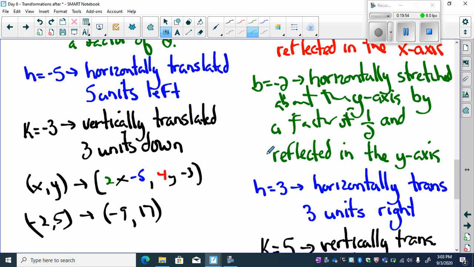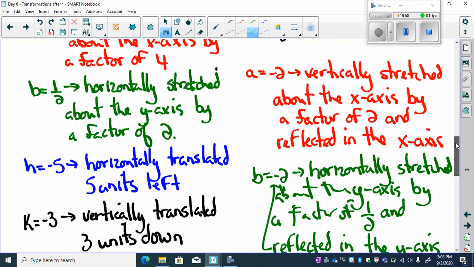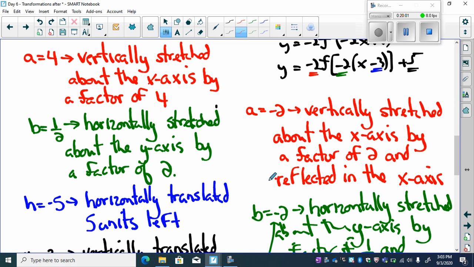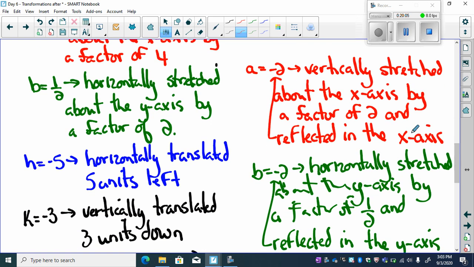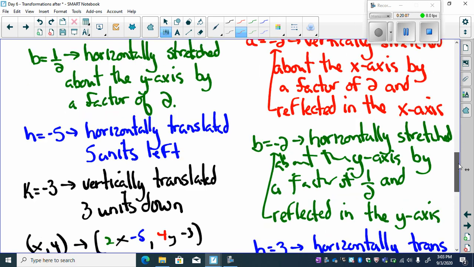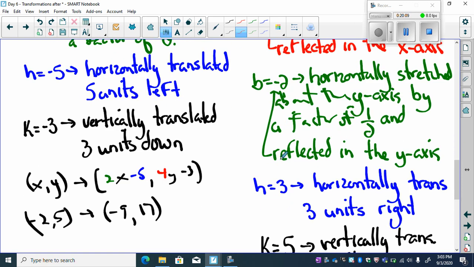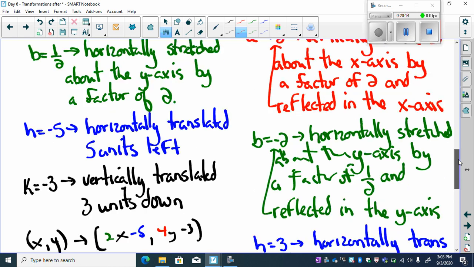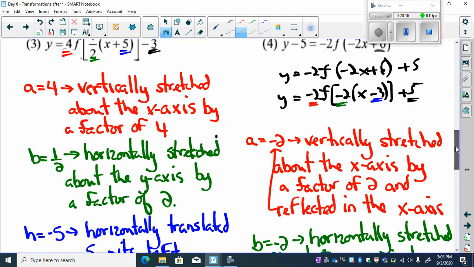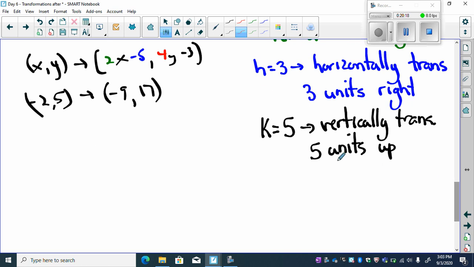Why is it reflected in the y-axis? Because B is a negative. Why is it reflected in the x-axis? Because A is a negative. So the only time you have to say reflected in the x-axis is if your A value is a negative. The only time you have to say reflected in the y-axis is if your B value is a negative. It went 3 units right. Remember, when you take this out of the brackets, you change its sign. And 5 units up.